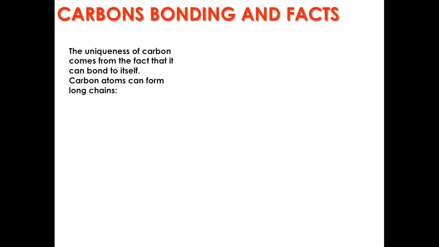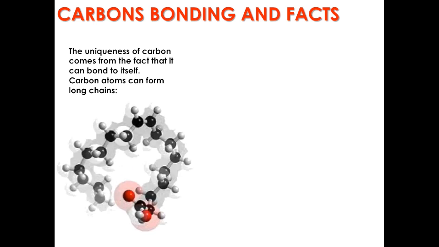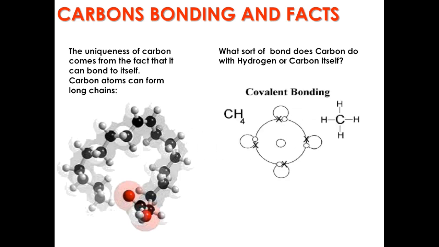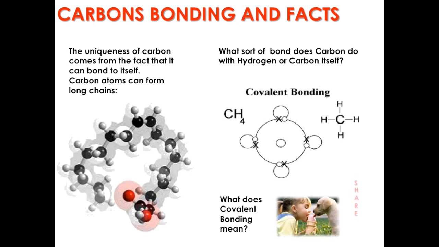The uniqueness of carbon comes from the fact that it can bond to itself. Carbon atoms can form very long chains. In this picture, carbon is in color black. What sort of bond does carbon make with hydrogen or carbon itself? It is covalent bonding. But what does covalent bonding mean? It means sharing electrons.